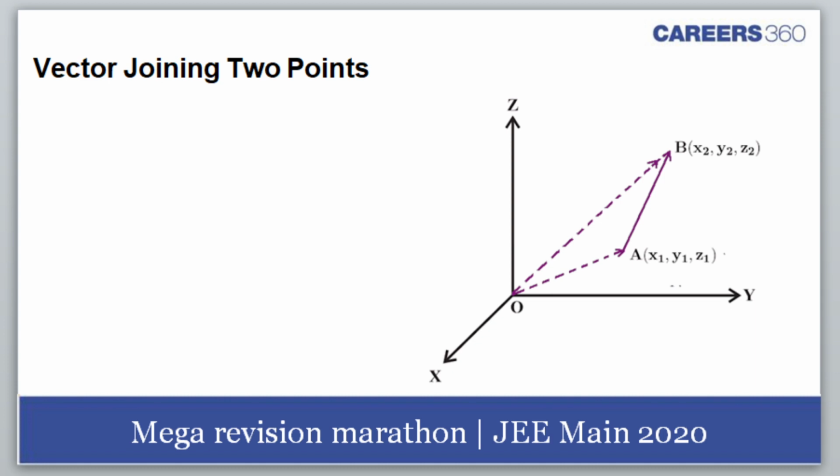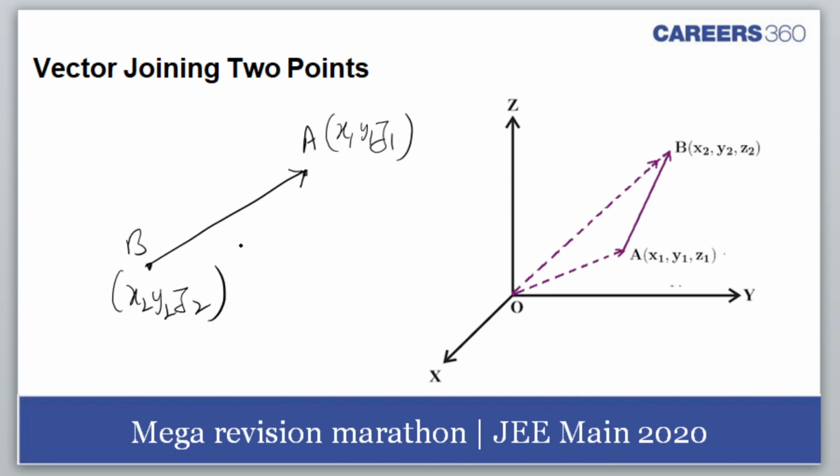Vectors joining two points. For example, we have a vector like this. This is a directed line segment. Let's say this point is A. It has some coordinates x1, y1, z1. And the tail vertex is B, and this is x2, y2, z2.